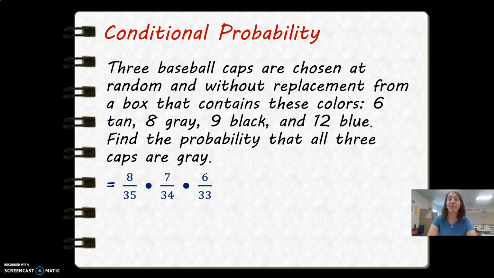I have all 3 fractions written down, so I'm going to multiply them together, and I just did that on my calculator, and my final answer gave me 8 over 935, and I just turned that into a percent. You can see it's probably not going to happen. It's less than a 1% chance that I would be selecting all gray hats for these 3 selections in our question.